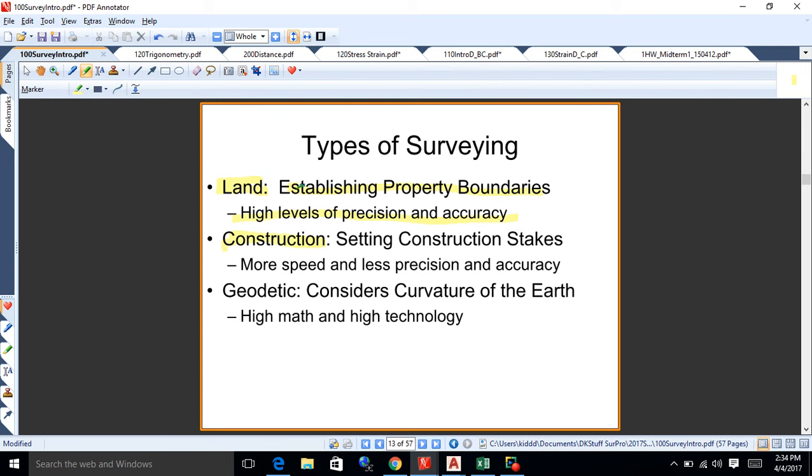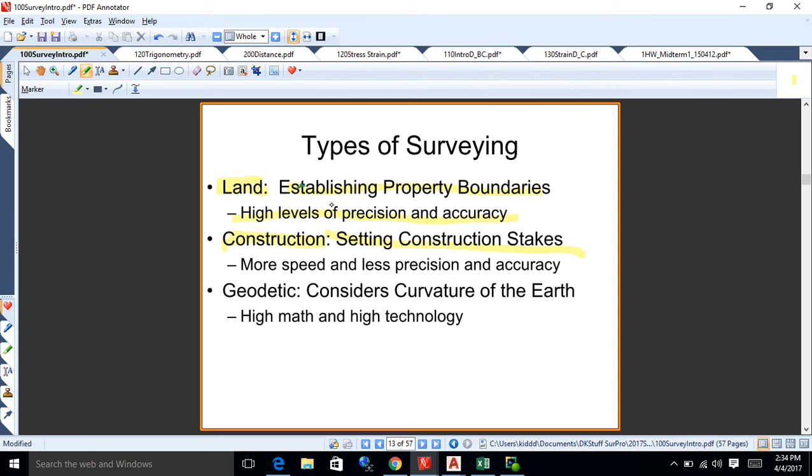Construction surveyors, construction stakes, they move faster and they're less precise and accurate. When I did this type of work, when you're putting in a manhole, we used to say, get within a pie plate. You're fine. That's good. Don't waste time and set them more precisely than that, okay? A land surveyor wants to get within a couple of hundredths for sure. But a construction surveyor, you're going to have a lot more room for error, okay?